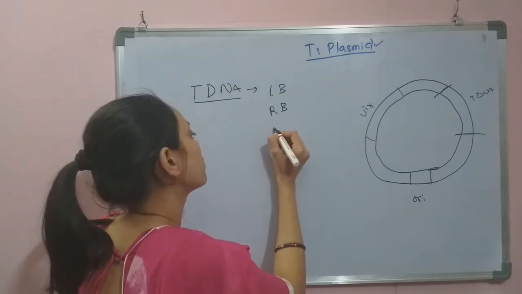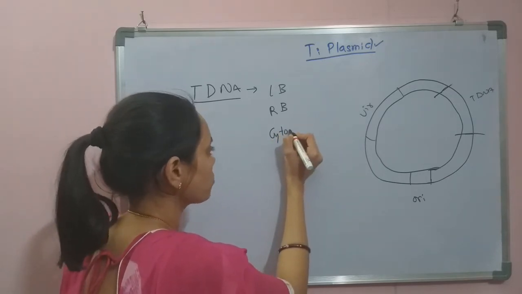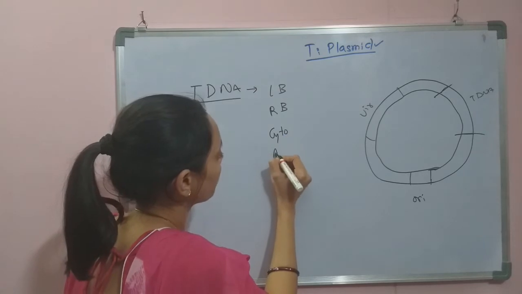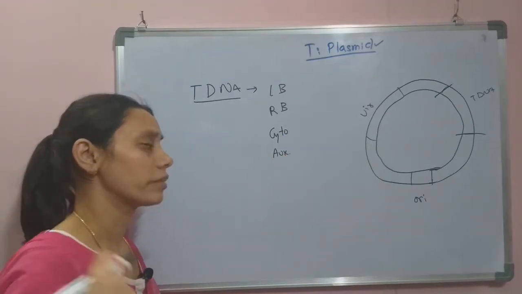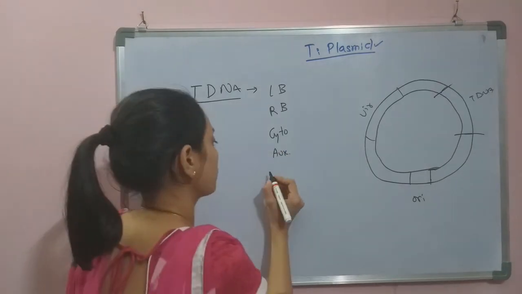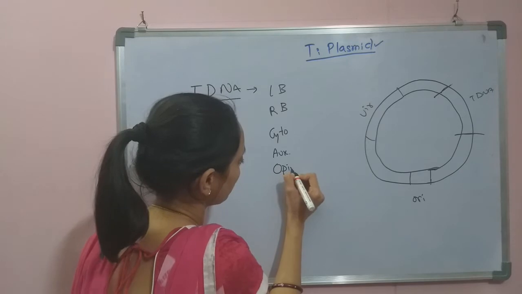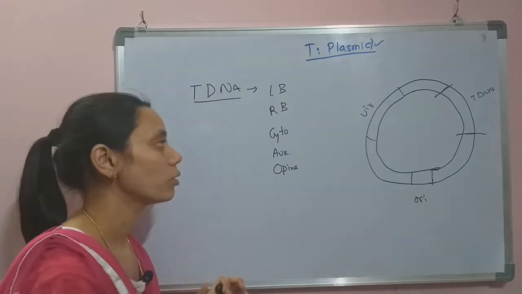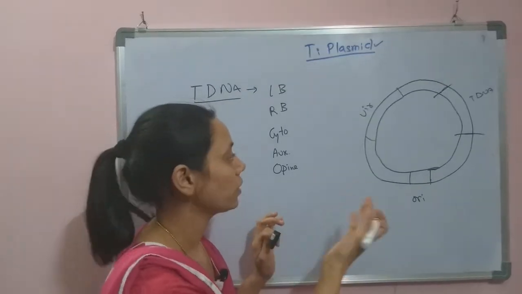These genes are responsible for the synthesis of cytokinins, followed by auxins. And there is also a region responsible for the synthesis of opines. So these are the main parts present in the tDNA region.